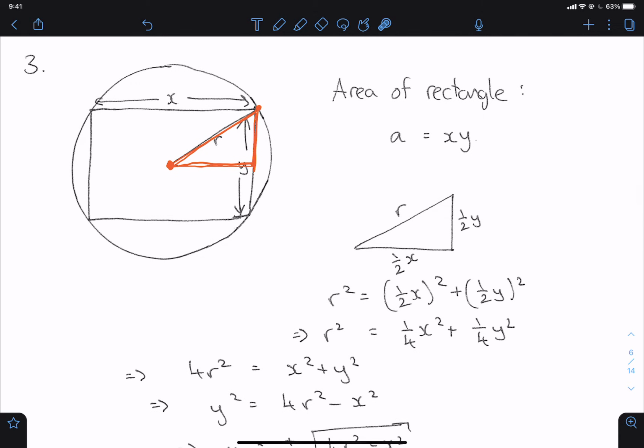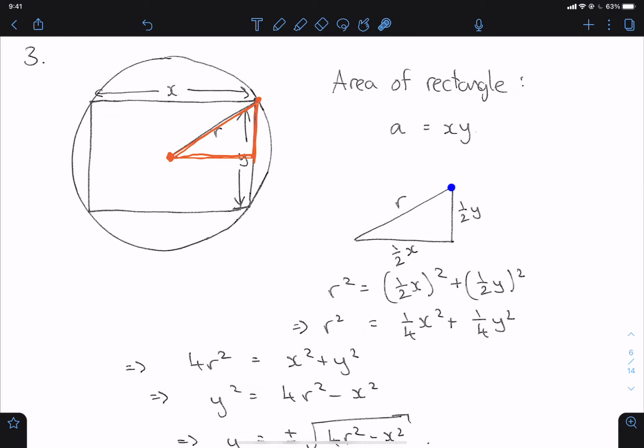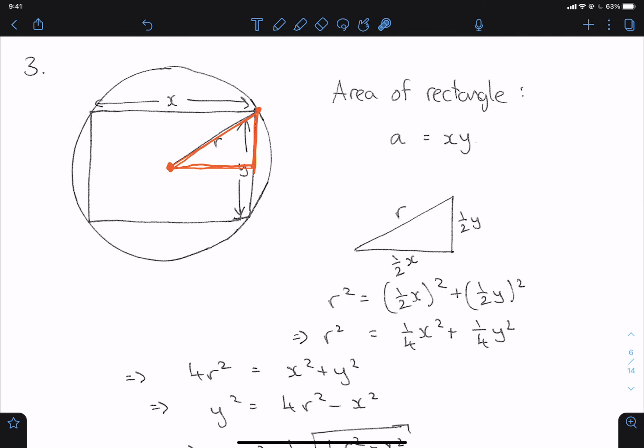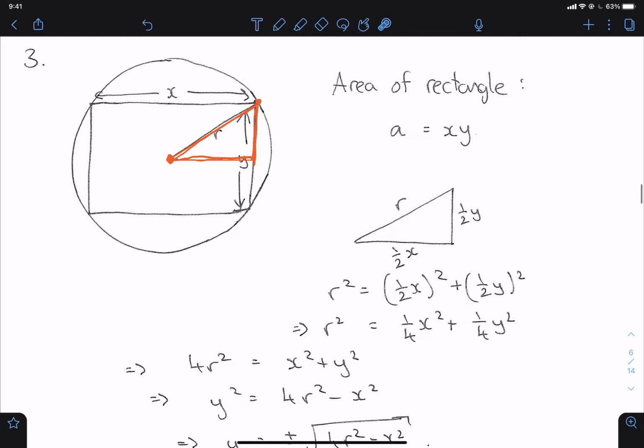And so now this is r, right? And then the height is half of the height of the rectangle. That is 1 over 2 y. And the side here is going to be half of the length of the rectangle. That is 1 over 2 x. So that is what this triangle looks like here, a right triangle. And we know we have the Pythagoras Theorem for right triangle. So the hypotenuse squared, r squared, is equal to the square of this side plus the square of that side.